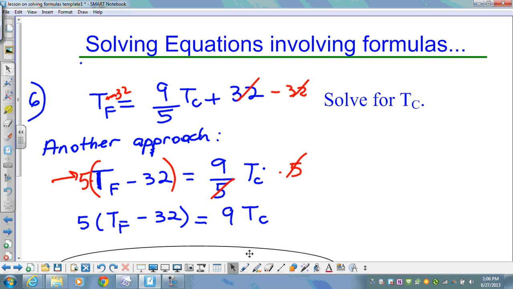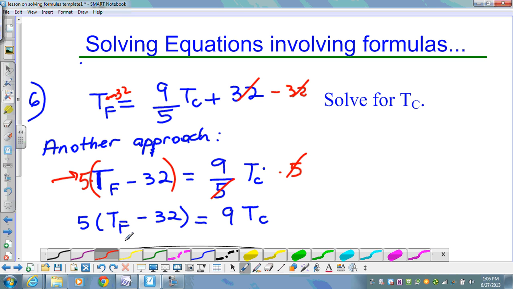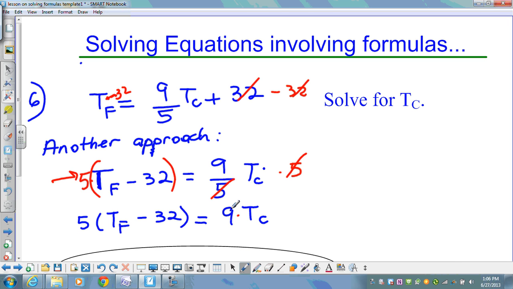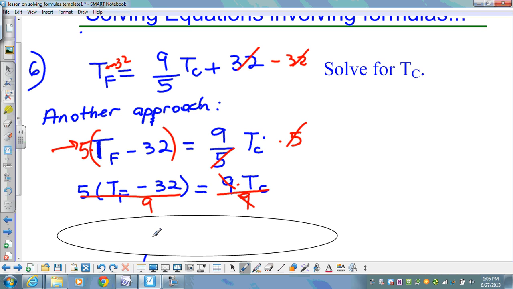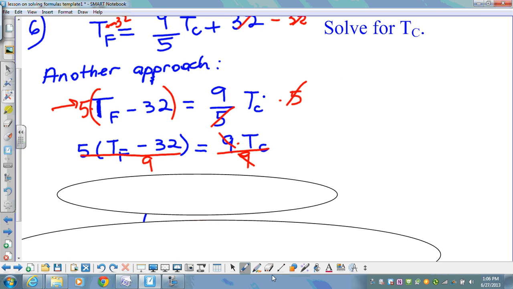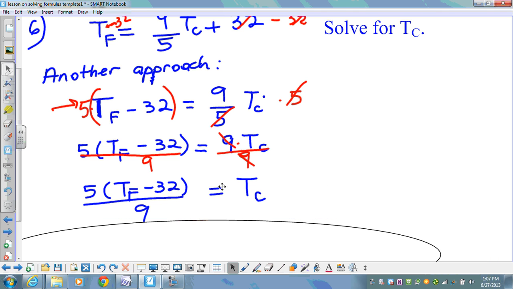Now, do you see what we need to do to finish this problem? To solve for t sub c, since it's being multiplied by 9, just go ahead and divide both sides by that coefficient so that they cancel out and we can solve for the unknown. And again, if we rewrite that with the 9's being canceled, our final answer will be the same as what we got previously: 5 times t sub f minus 32 over 9 equals t sub c.